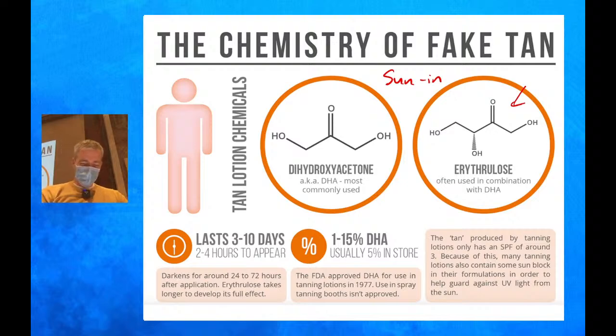Okay, so DHA is the big one. This is a derivative of DHA. They just added an extra thing. If you use a combination of these, it might change the color slightly. Sometimes if you use just DHA, people complain it looks too orange. It depends, I think, a bit on your own natural skin tone as well. But these are other products which, as far as I know, have no real negative long-term health effects. And if you're worried about the health effects of these products, they're definitely better than going to a tanning bed.